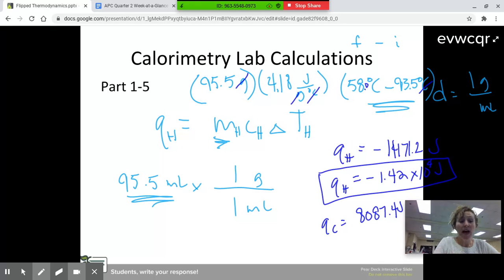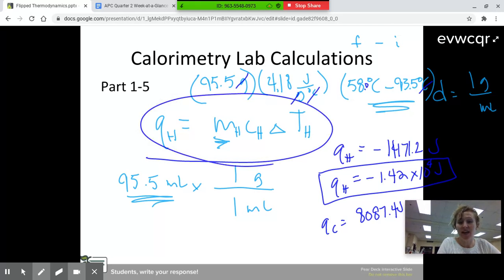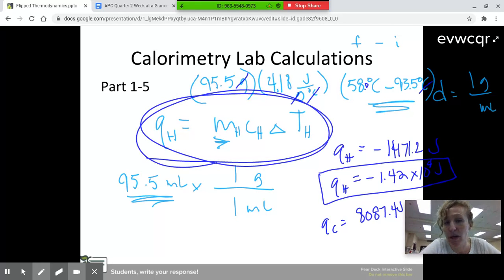Again, you have to align your context. If you're doing heat of the metal, every variable has to be of the metal. If you're doing heat of the water, every variable has to be for the water. So go ahead and try it and let me know when you run into questions.